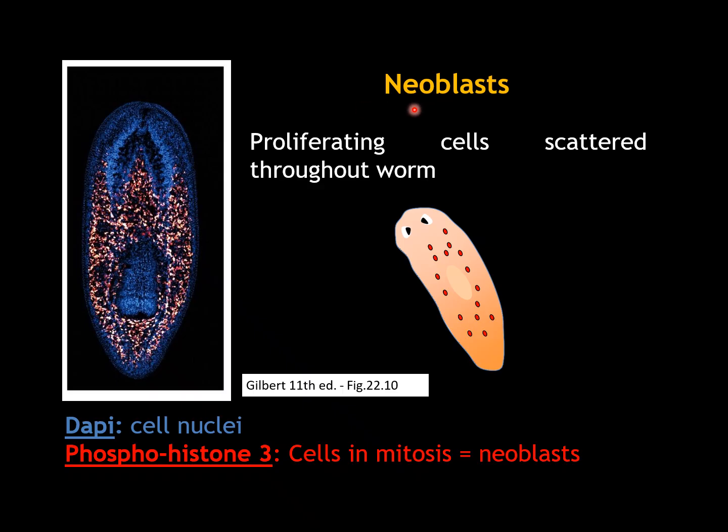And here we have these cells called neoblasts. In this diagram, what they are showing you is that there are neoblasts scattered everywhere through the worm. Depending on the flatworm, up to 30% of the cells could be neoblasts, which are pluripotent stem cells ready to repair any of this damage.